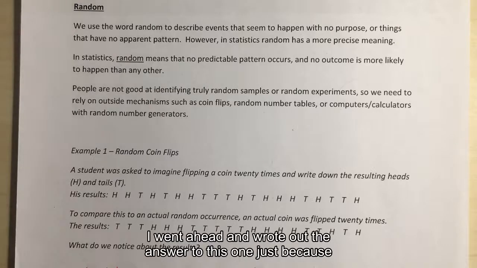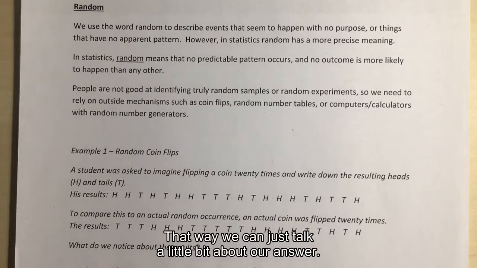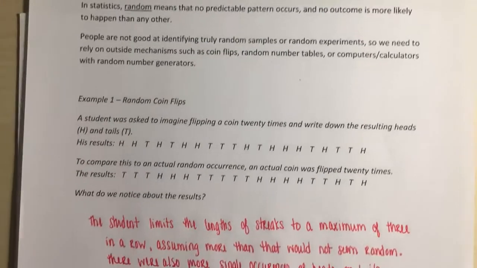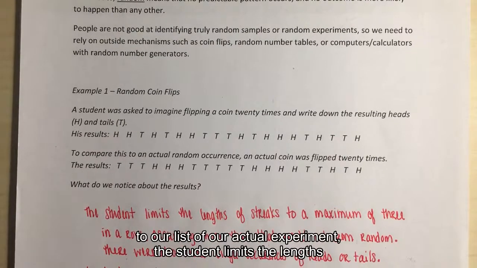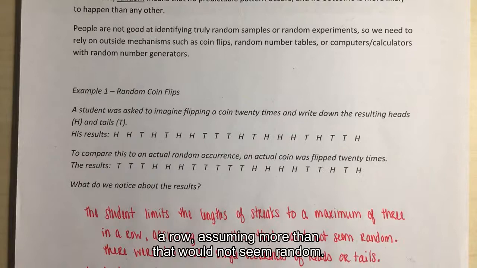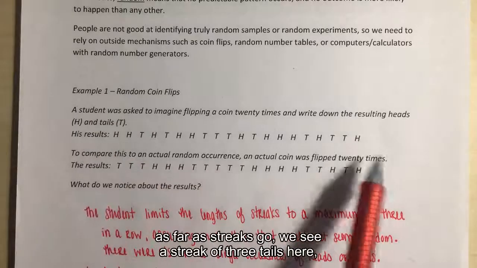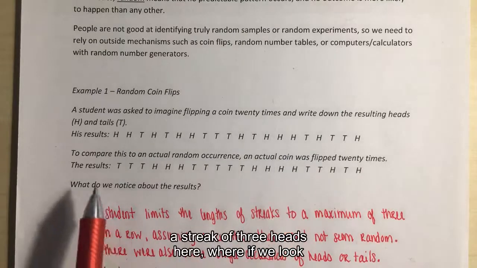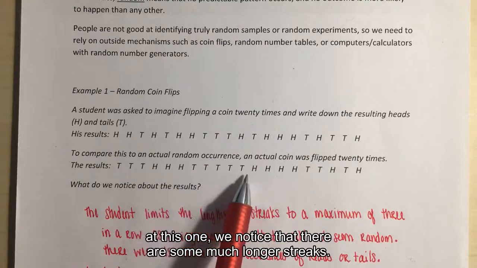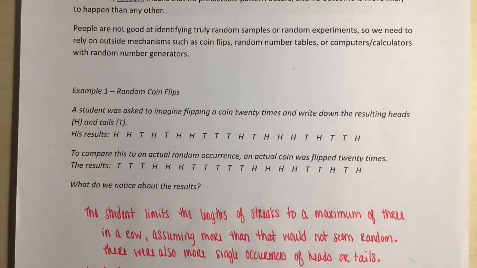I went ahead and wrote out the answer to this one just because we're going to end up with a pretty long paragraph here, so that way we can talk a little bit about our answer. If we compare what the student came up with to our list of our actual experiment, the student limits the lengths of streaks to a maximum of 3 in a row, assuming more than that would not seem random. So if we look at this first list, the longest streaks we see are a streak of 3 tails here and a streak of 3 heads here, whereas if we look at this one, we notice that there are some much longer streaks. There's a streak of 3, 5, 4.